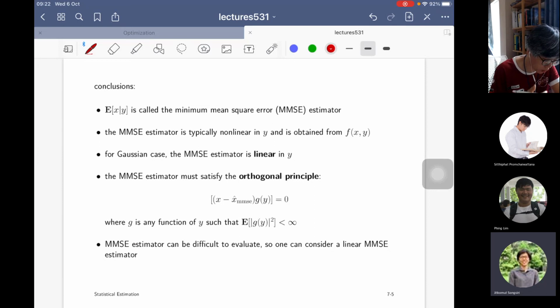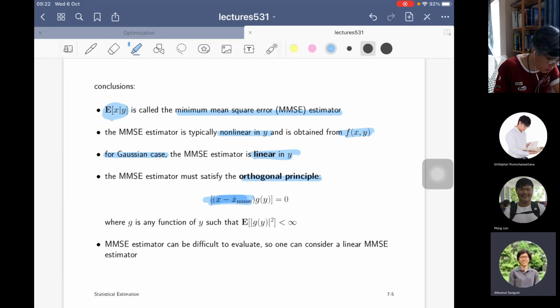To conclude, probably we can end the clip here. The conditional mean of x given y is the best way to estimate x when y is given, best in the sense that it gives you the minimum mean square error. Typically, the conditional mean of x given y is nonlinear in y, and it depends on the joint distribution between x and y. If you consider the Gaussian case, that MMSE estimator happens to be linear, and the residual error after the estimation satisfies the orthogonality principle.